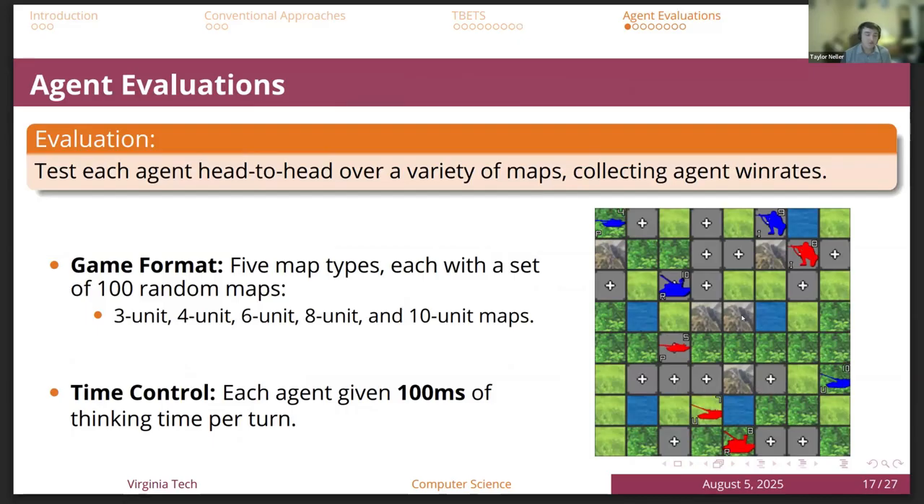So for our evaluations, the way we decided to perform is to have a bunch of head-to-head matchups between each of these agents over a variety of maps. We have 5 different map types, each with a set of 100 random maps ranging from 3 units on each side to 10 units on each side. We keep the time control constant, giving each agent 100 milliseconds of thinking time per turn, and instead vary the map sets to gauge how well these agents do on different complexities of maps.